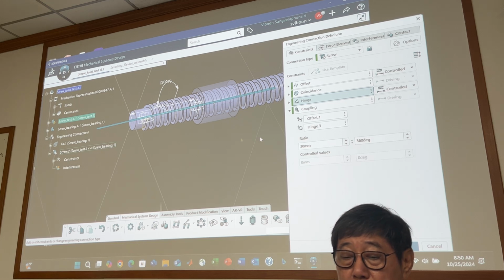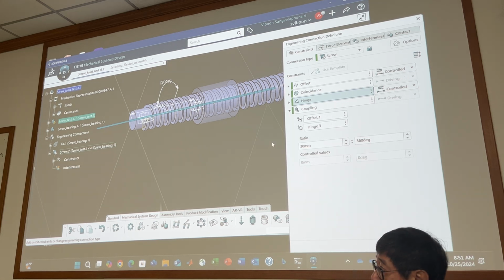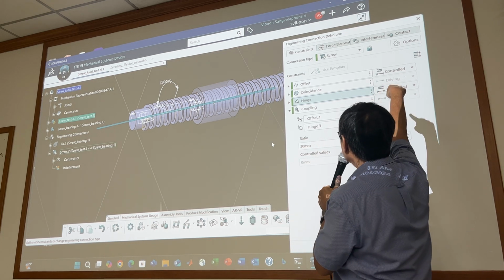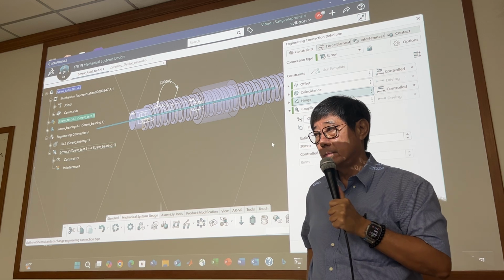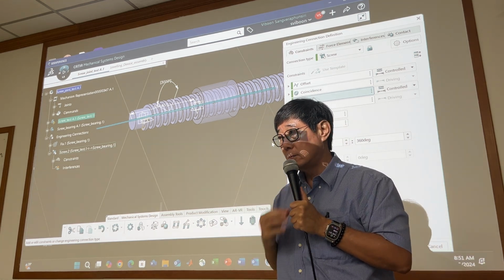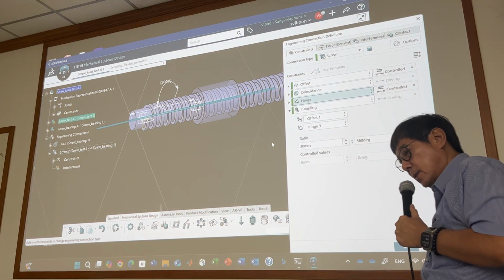So this one reduces this mechanism to 1 degree of freedom. What that 1 degree of freedom is, is the control. You can select either one of them as the control. You can select either one of them as the input, as the control. Okay.